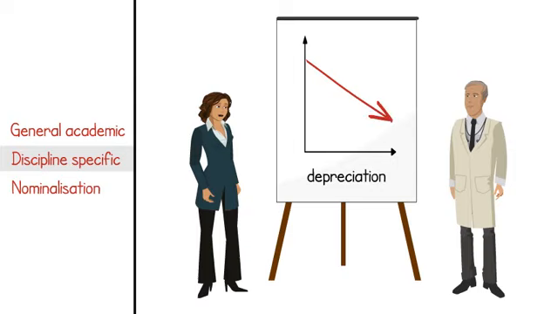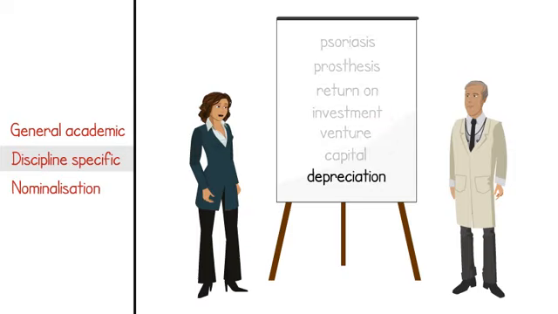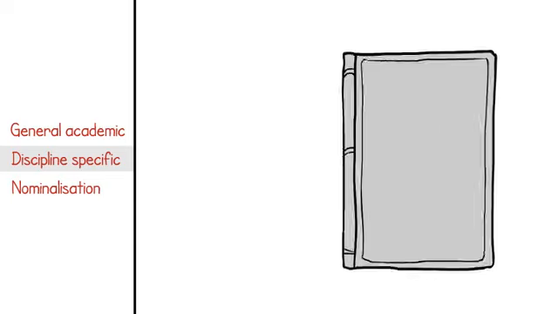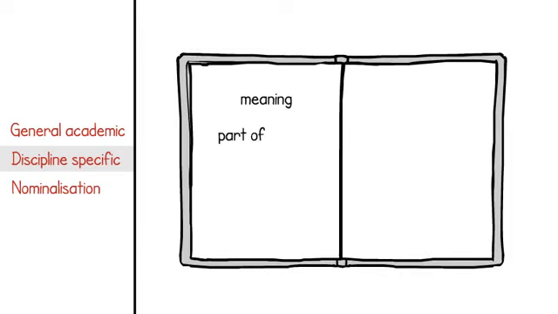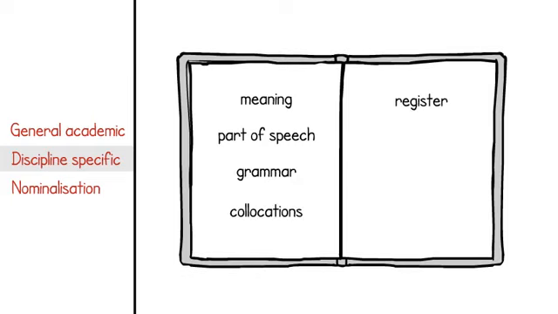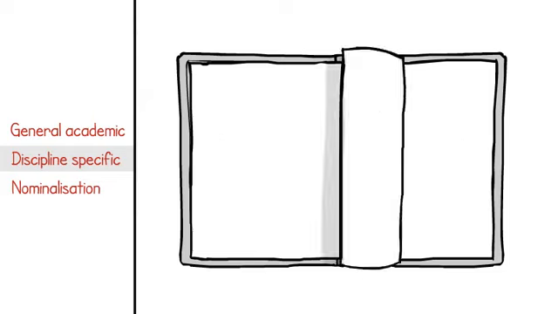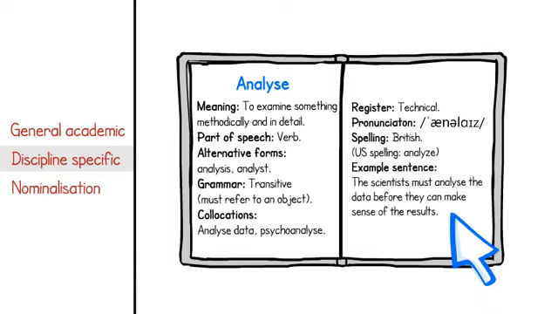Ask your lecturer or tutor to explain key words like these and to tell you which ones are important to learn. Write these words down in a vocabulary notebook, including details about their meaning, part of speech, the grammar of the word, collocations, register, pronunciation, and spelling. It is also good to note down an example sentence so that you know how the words or phrases can be used, like in the example shown now. For more about knowing words, take a look at the vocabulary video.